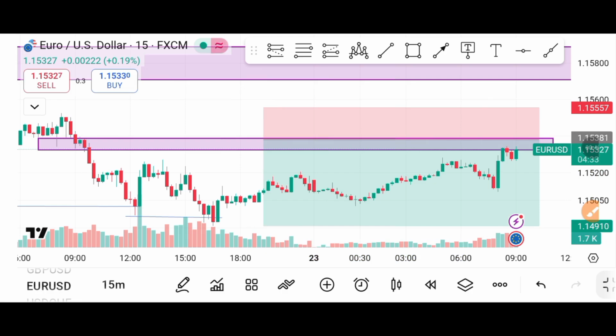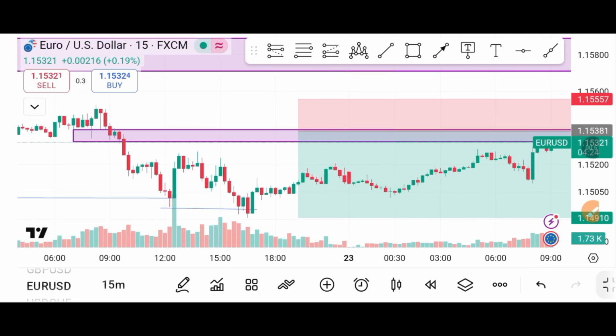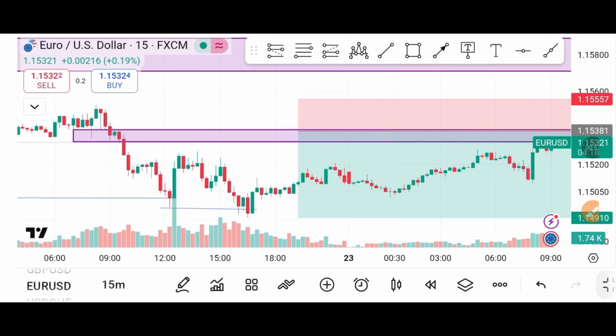So guys, we've come to the end of this top-down analysis on USDCHF and EURUSD. But this is what is obtainable. So this is what I see happening this week: either price respecting these levels or breaking them.